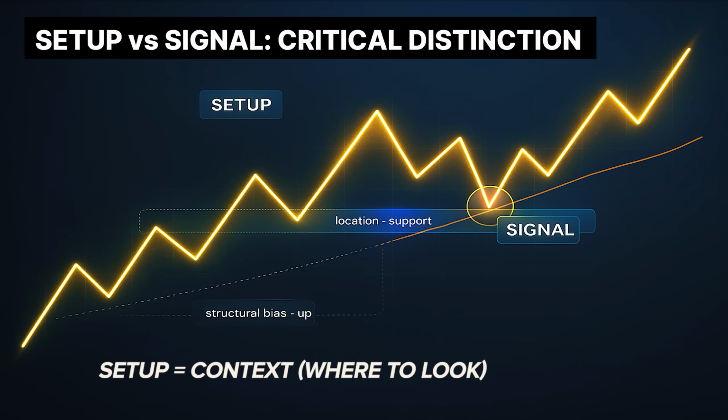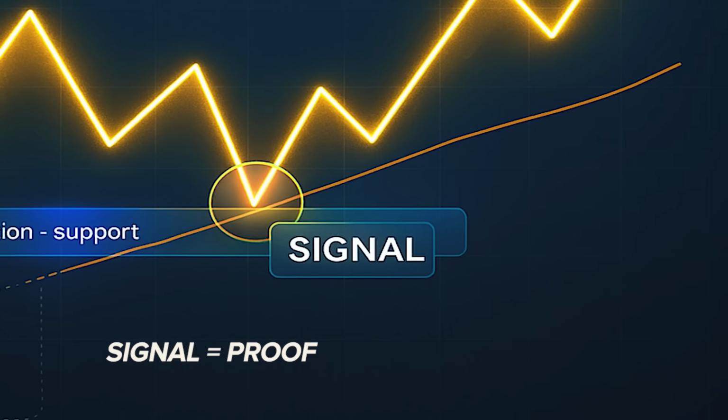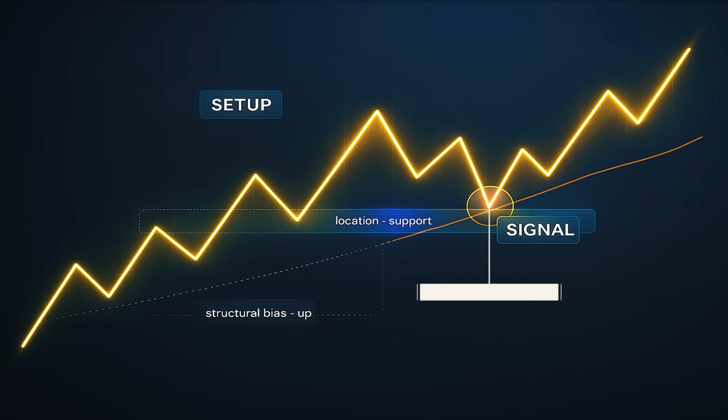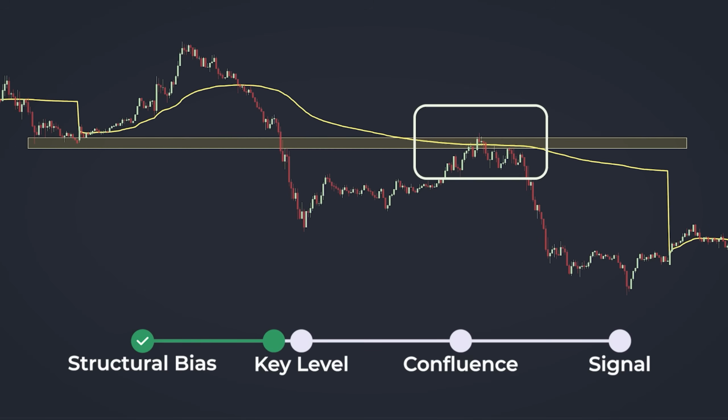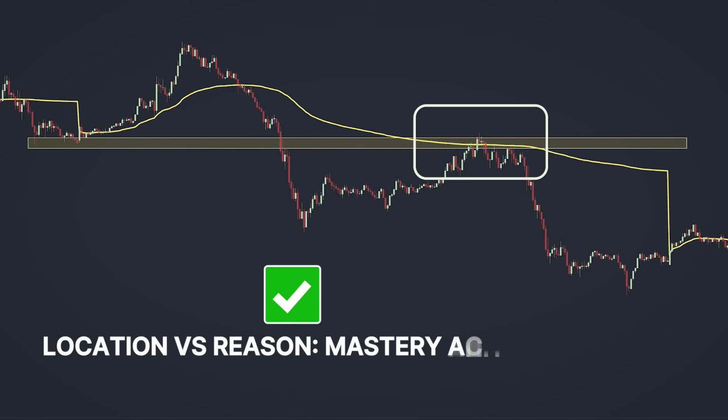The setup is the context. It's the high probability condition we've just defined, a pullback to the VWAP that happens inside a key higher time frame support zone, all while the main trend is up. The setup tells you where to look. The signal is the specific event on your 5-minute chart that tells you when to act. It's the proof. It's the footprint of buyers stepping in and dominating sellers at that exact spot. The professional waits for this perfect alignment. The amateur buys the location and hopes. You now understand the difference between a location and a reason. Most traders never learn this distinction.